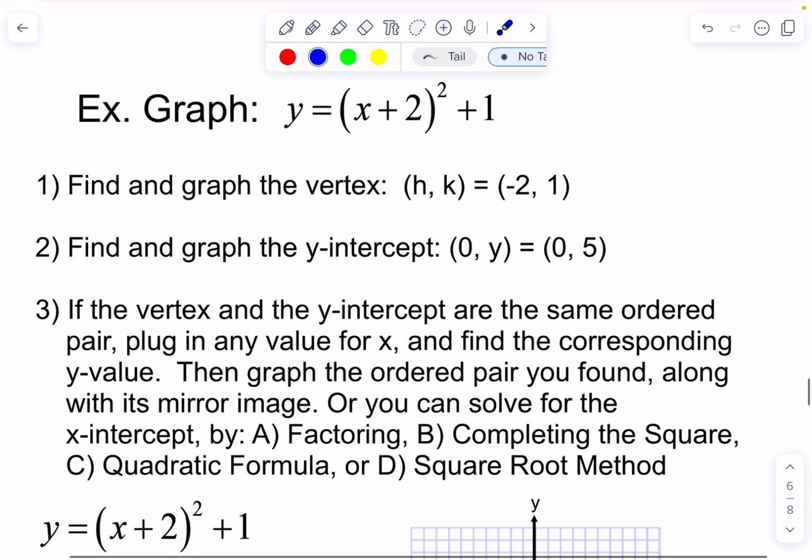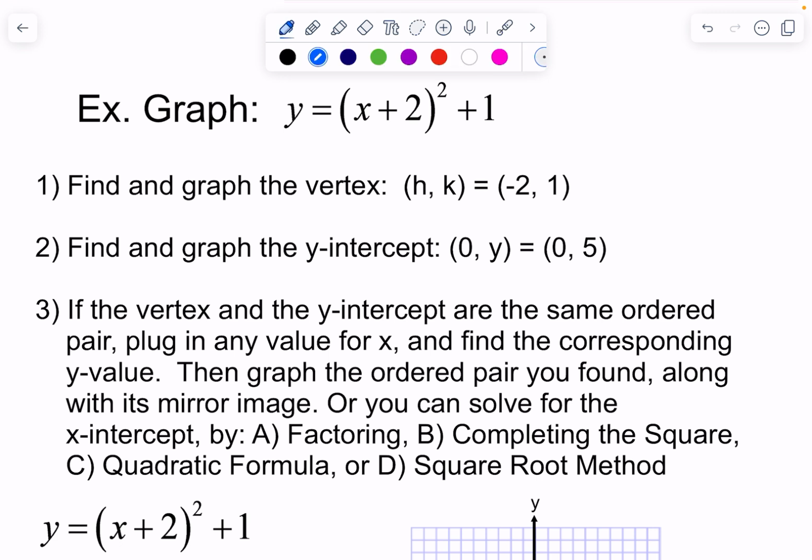So now, if I wanted to graph y equals x plus 2 squared plus 1, I can absolutely graph my parent and then shift 2 to the left every single point and then up 1. But that's a little bit cumbersome, so let me show you a much better and more efficient way to do so. First and foremost, find and graph the vertex. The vertex is hk. Remember that the h is always opposite of what's given. So I have x plus 2 squared plus 1, so my hk is negative 2, 1.